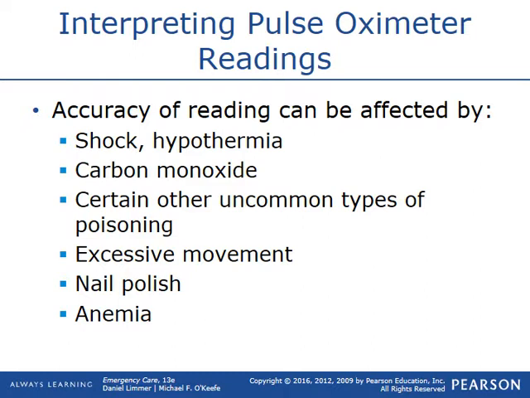Remember that the accuracy of the reading can be affected by lots of different things, so treat your patient and not necessarily the monitor. Just because it's reading low doesn't necessarily mean that it's an accurate reading. If they're in shock or experiencing hypothermia, it can read low or altered. Carbon monoxide will typically make it read very high when in fact their oxygen saturation levels are low. Certain other uncommon types of poisoning will cause it to read in error. Any sort of excessive movement, nail polish, or anemia can also skew your results.